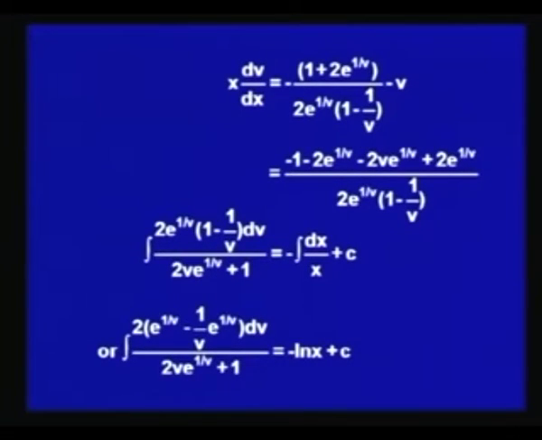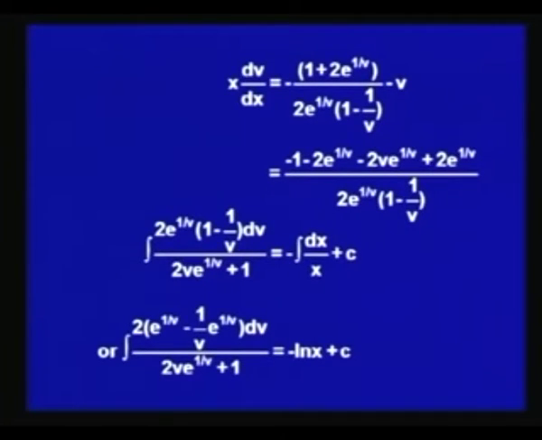We can simplify this equation and get x into dv by dx equal to minus (1 plus 2 times e to the power 1 over v) over 2 times e to the power 1 over v into (1 minus 1 over v) minus v, which will give us, after simplification, minus 1 minus 2 e to the power 1 over v minus 2 times v into e to the power 1 over v plus 2 times e to the power 1 over v divided by 2 times e to the power 1 over v into (1 minus 1 over v). Now, we can bring the variable v on one side and the variable x on the other side and then integrate both sides.